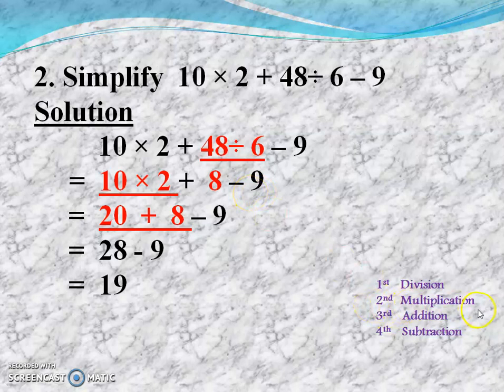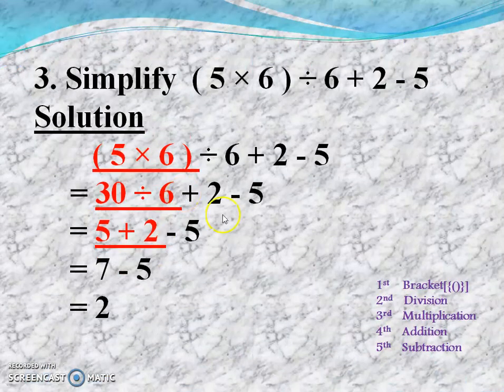Then our second process is multiplication. Now the numbers in between multiplication are 10 and 2, so we multiply 10 and 2, which is 20. Now rest we copy as it is. 20 plus 8 minus 9. Then third step we go for addition. The addition sign is in between 20 and 8, so we add 20 and 8, which is 28 minus 9 gives you 19.